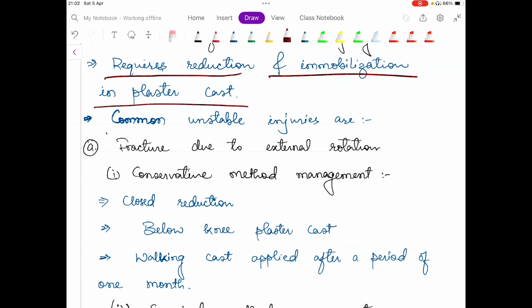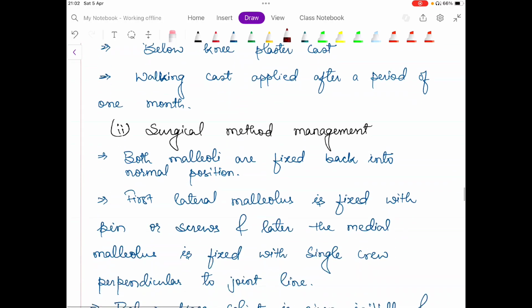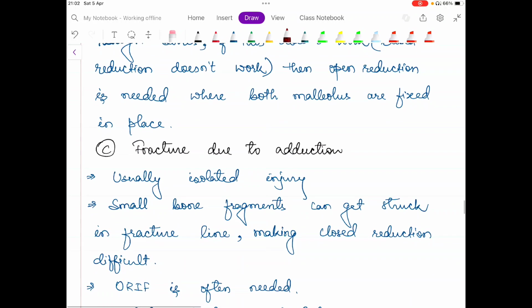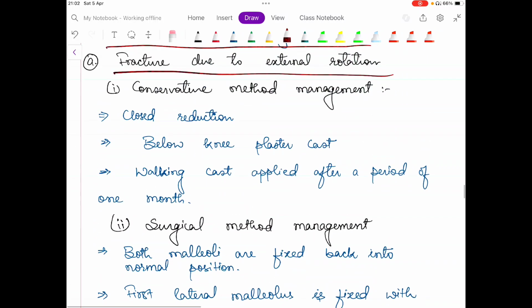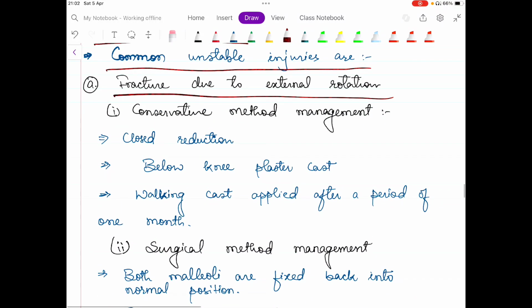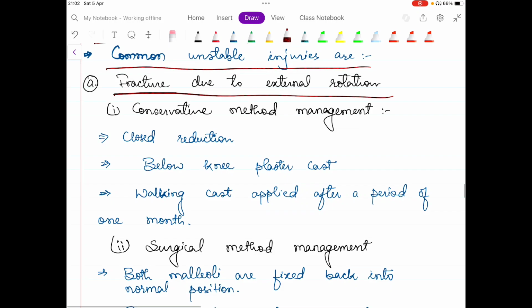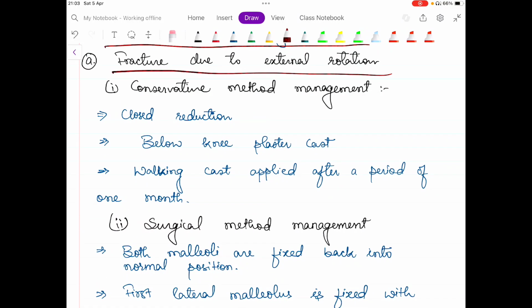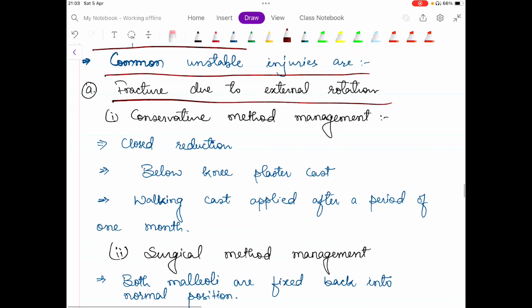Now, here are some common unstable injuries. The first one is fracture due to external rotation. Second is fracture due to abduction force. And the third is fracture due to adduction force. Now, I have already discussed which type of fracture occurs due to external rotation forces, abduction forces, or adduction forces in the previous video. So I'm not going to discuss it in this video because this video is totally about the treatment part. So let's discuss it. The first one is fracture due to external rotation.